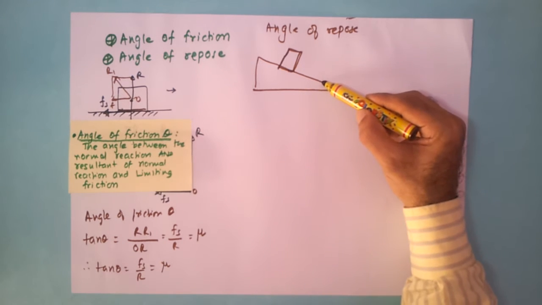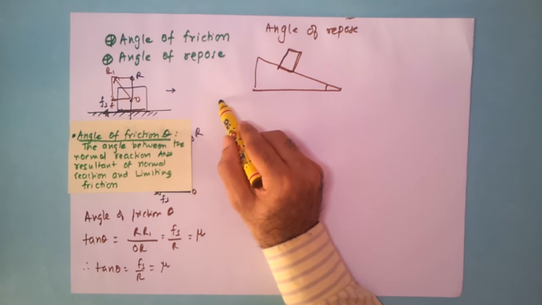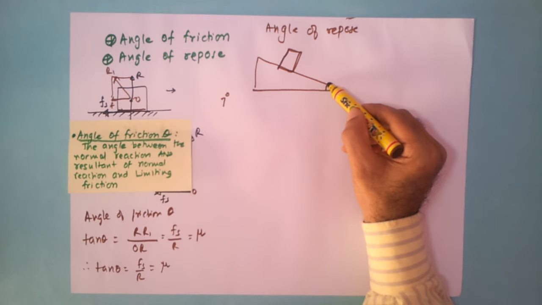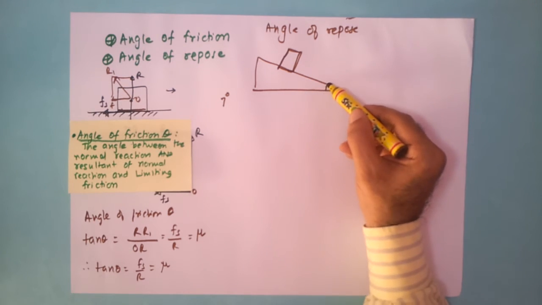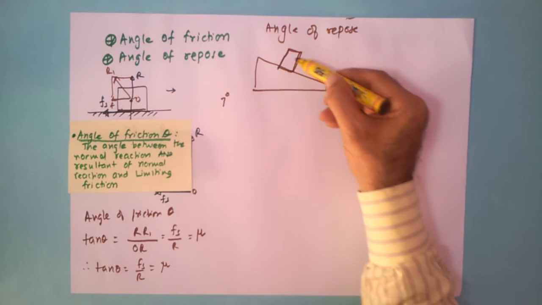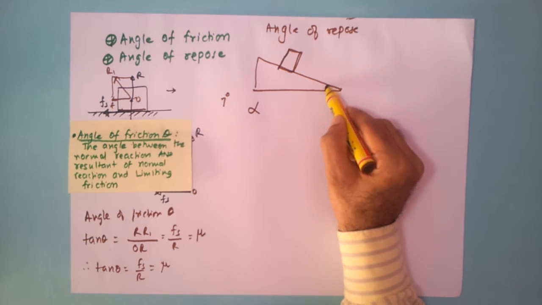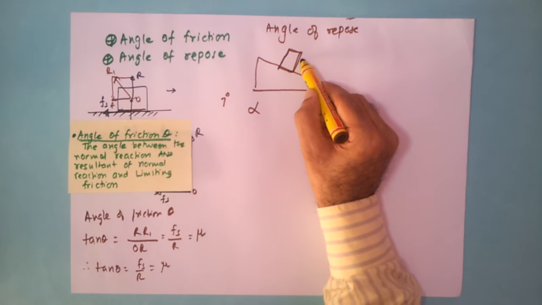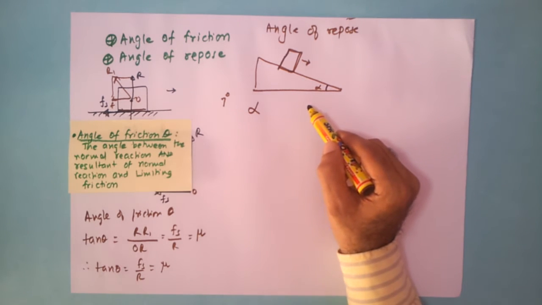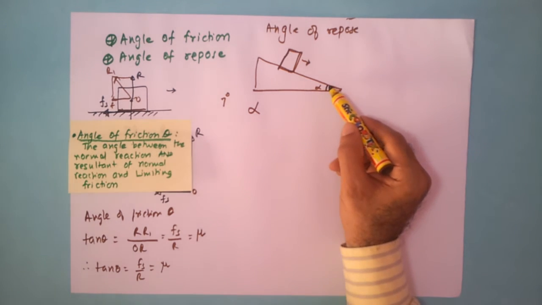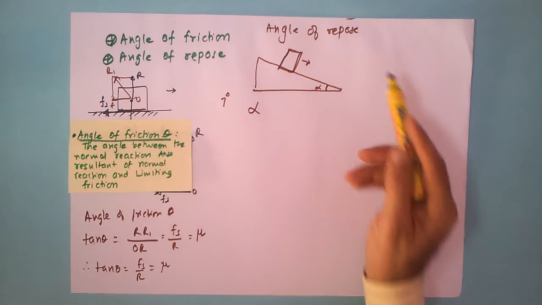So, if I increase the angle, let us say this angle has some value, say 7 degrees to begin with, and let us say I increase it to 8 degrees. This object's tendency to slide down increases. And if I increase it to 10 degrees, its tendency to slide down will increase further. And at one particular angle alpha, this object will just start to slide down. And this angle alpha is known as the angle of repose. So this angle of repose is the minimum angle of the inclined plane at which an object starts to slide down.